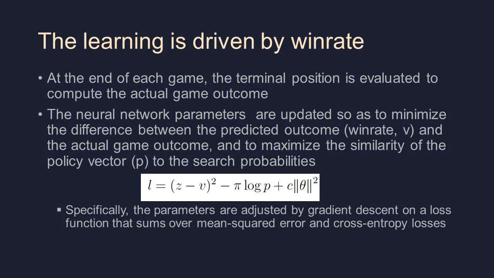So we have a predicted outcome, which is V, and we have the actual outcome Z. To make our network better, we would like to minimize the difference between the actual outcome and the predicted outcome. In addition, we also want to maximize the similarity between the actual move and the predicted move. So together, we want to minimize the difference. The last parameter is a C to prevent overfitting.